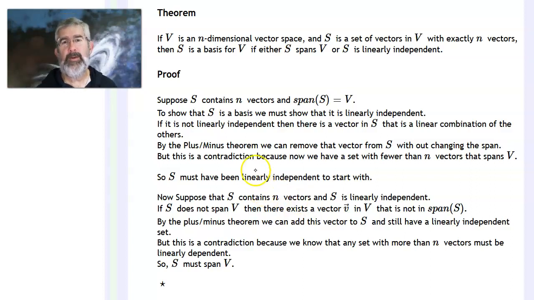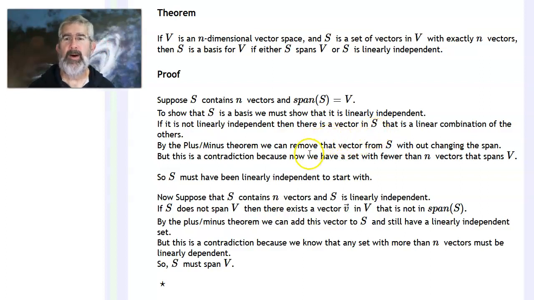Right? So I'm trying to show that this set, it spans, so I'm trying to show that this set is linearly independent. So suppose it's not. If it's not linearly independent, then there's some vector in it, in S, that's a linear combination of the others. Throw it away. That doesn't change the span. The span was already V, and so throwing away that one vector that depends on the other ones in S, by the plus-minus theorem, the minus part of it, allows us to get a new set that has the same span as the old set, but doesn't have that one particular vector in it.